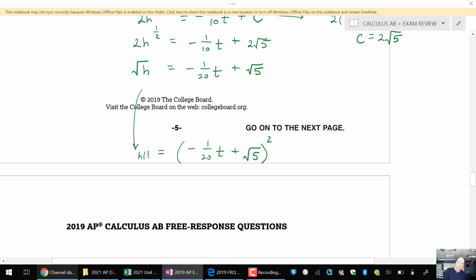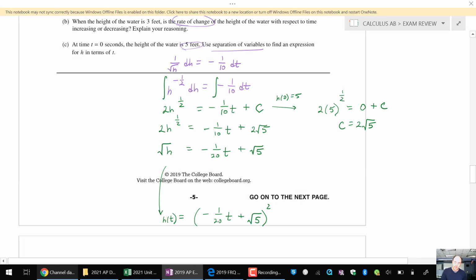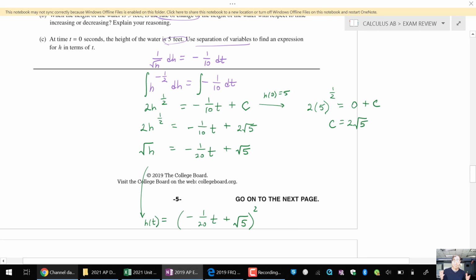Let's write that h of t function. And there we go. So at time 0 seconds, the height of the water was 5 feet. We used the initial condition, and then we solved the differential equation. We actually found what's known as the particular solution to that differential equation by solving for c and then using it to isolate that dependent variable. I now have a function of h in terms of t, and that's exactly what the question asked us to do.